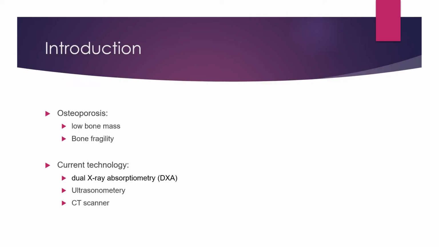First, for the introduction, many health conditions might happen when we age. One of them is osteoporosis, which is defined as low bone mass and deteriorating bone structure that leads to an increase in bone fragility. Although osteoporosis can happen anywhere on the body, it is more common in elderly women in the spine, hips, and wrists.